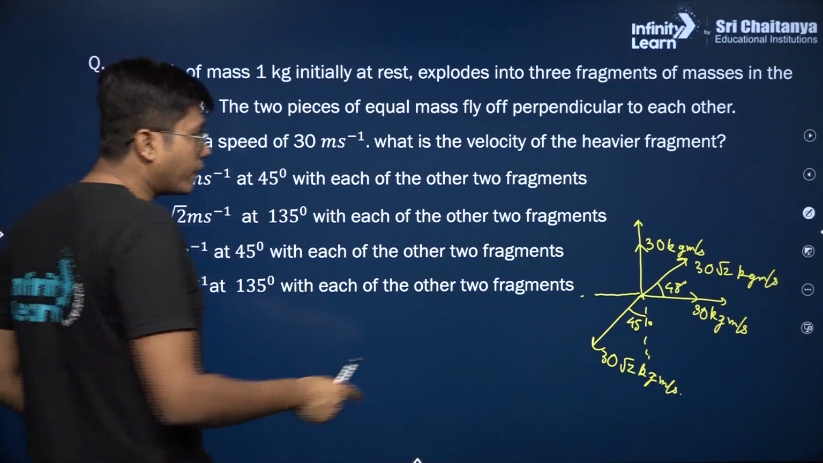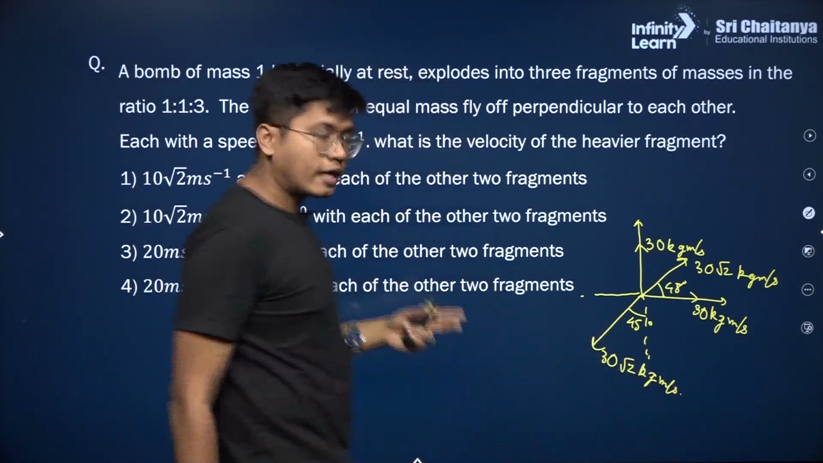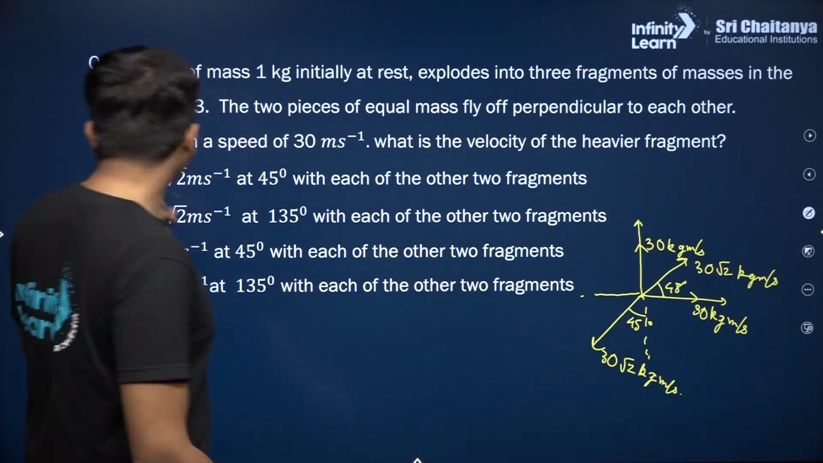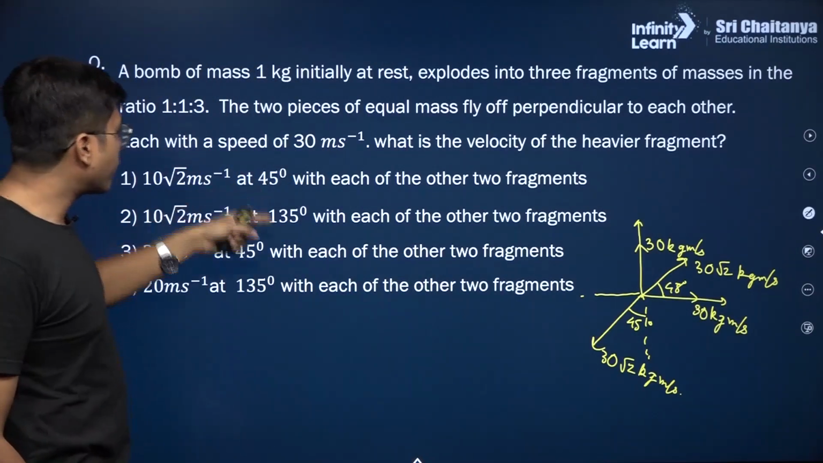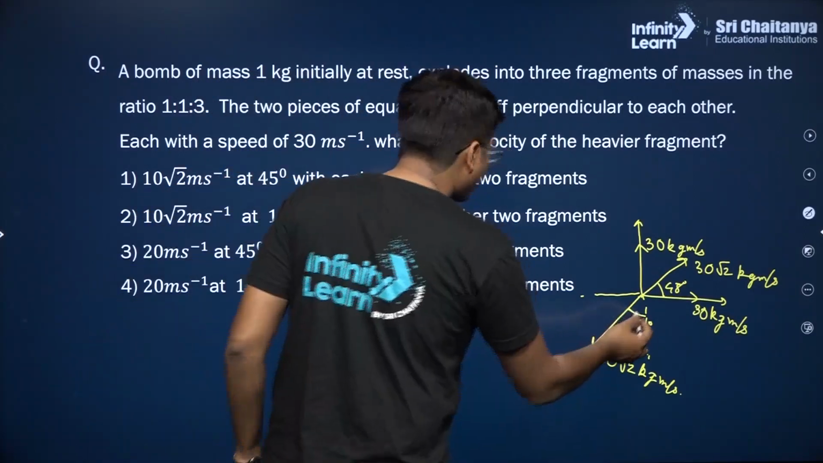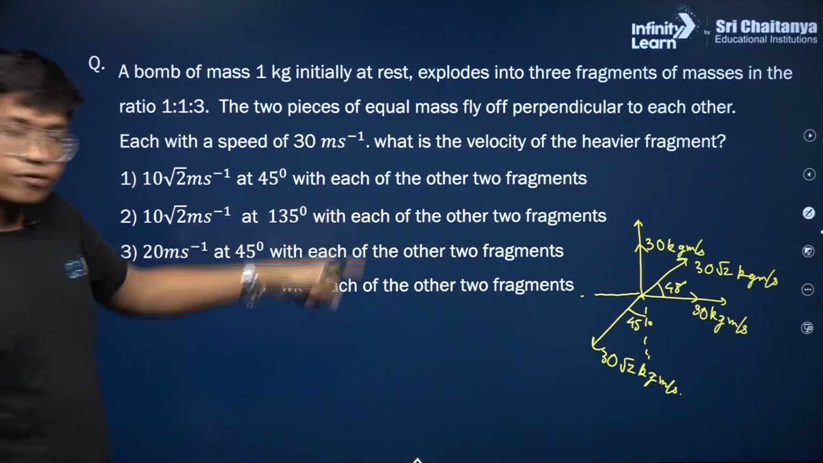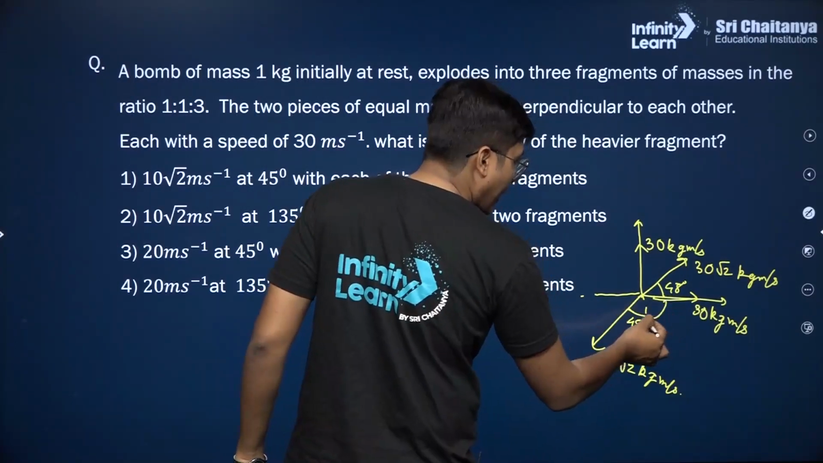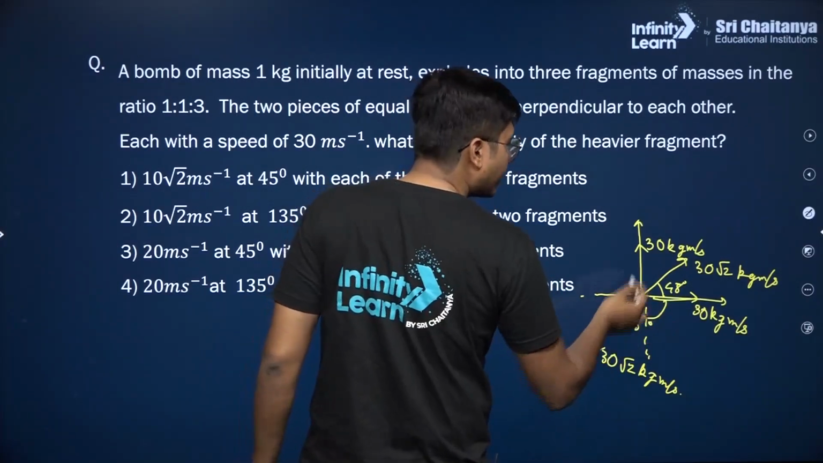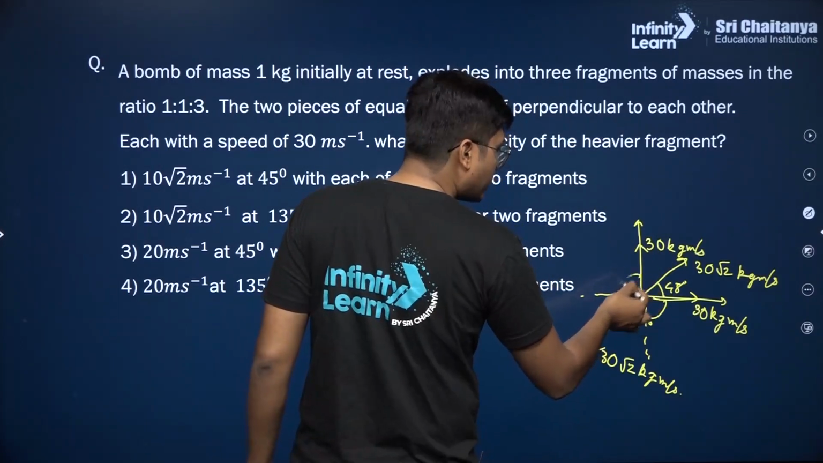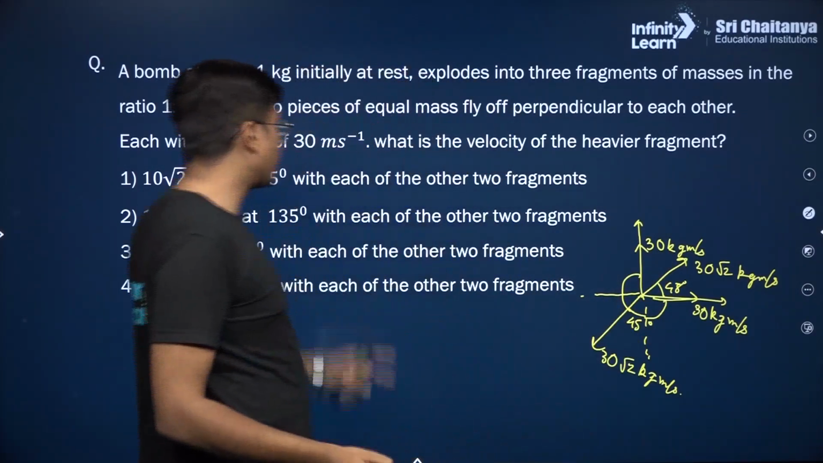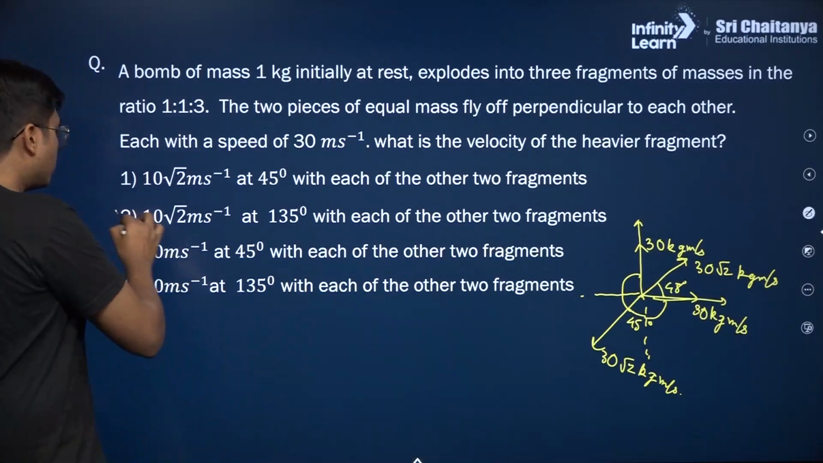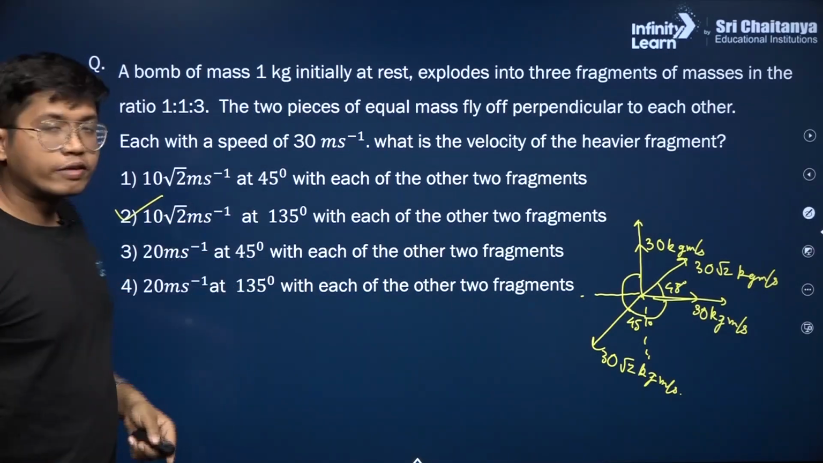So the net speed would be this divided by 3. That would be 10 root 2. So 10 root 2, but we have two 10 root 2s, 45 or 135. So this is 45, but it says with each of the other two fragments, which means with this fragment that goes in this direction, it's 90 plus 45, 135. Same way for this fragment, it is 90 plus 45, 135. So the correct option is option 2, 10 root 2 and 135 degrees with each piece.